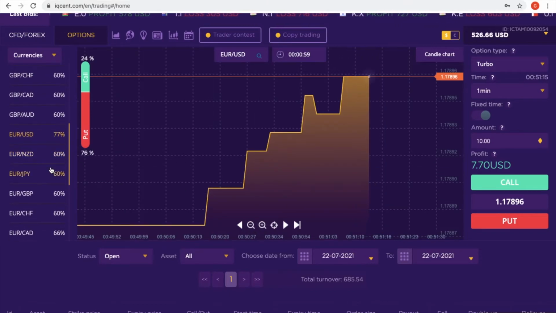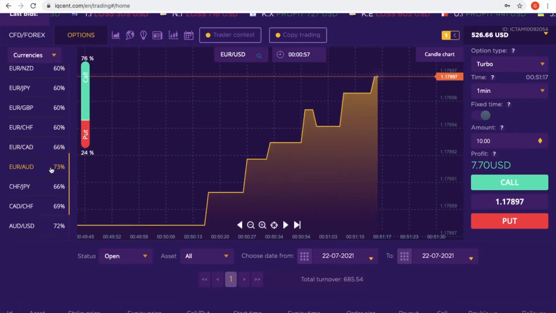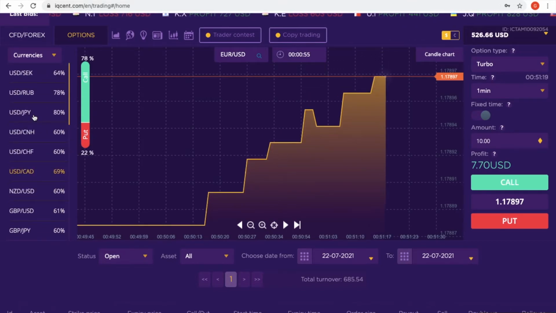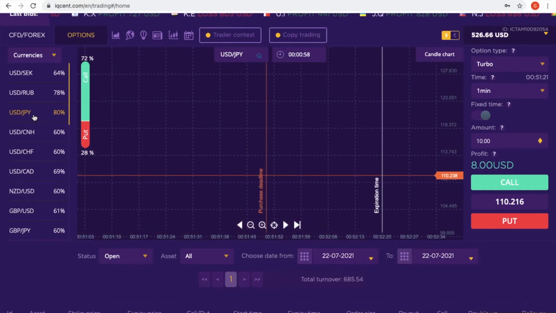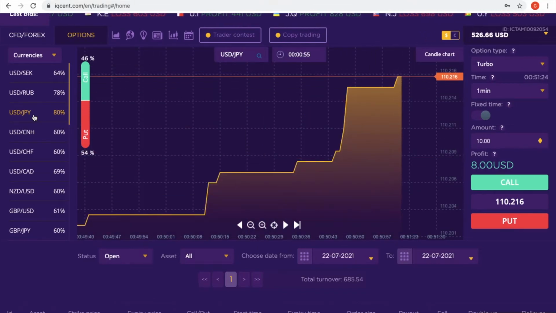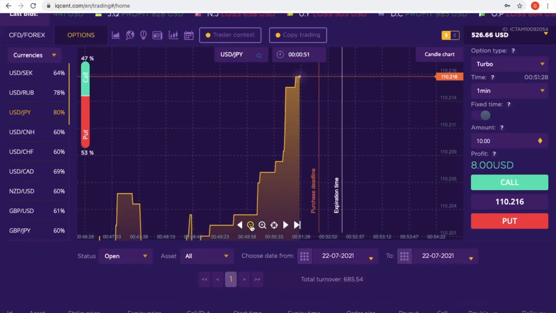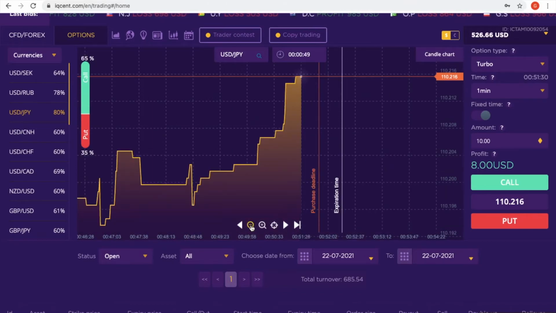Let me go back up to USD JPY. And guys, USD JPY is my favorite market. This is where I make the most money. I tell people that it's the easiest market. It's a very volatile market, meaning there's a lot of persons in it, so the line moves very quickly.